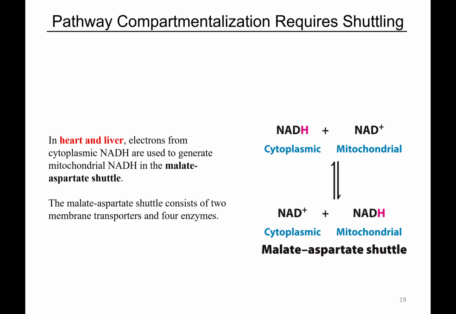And this one happens in your heart and your liver, okay? So it's tissue dependent. So the idea here is that we have NADH in the cytoplasm and we end up with NADH in the mitochondria. We start with NAD plus in the mitochondria, we end up with NAD plus in the cytoplasm. So there's just simple equilibrium where we shift the position of electrons from the cytoplasm to the mitochondria. It's not as straightforward as that though, right? This is an uphill battle.